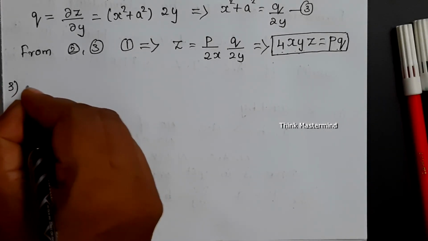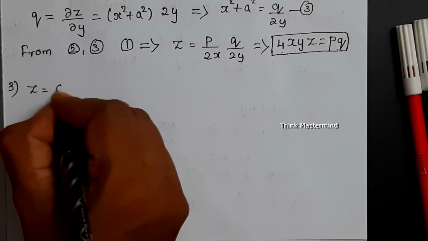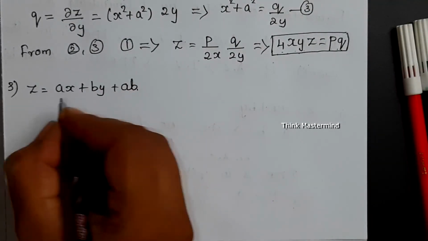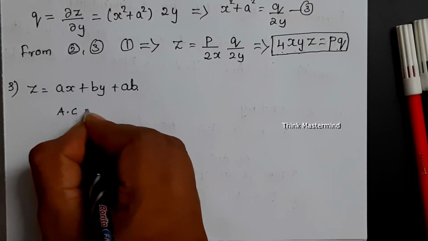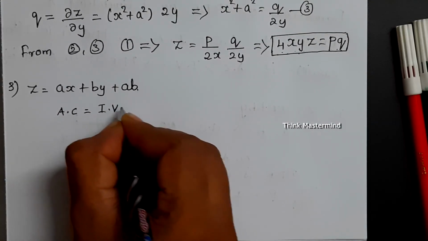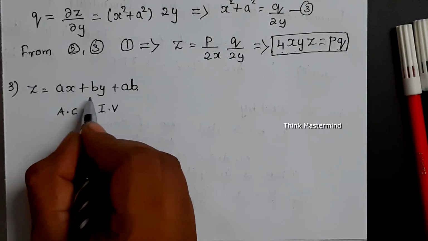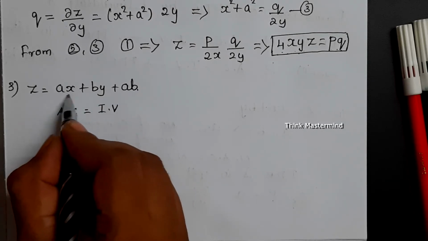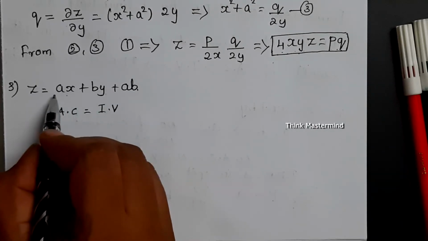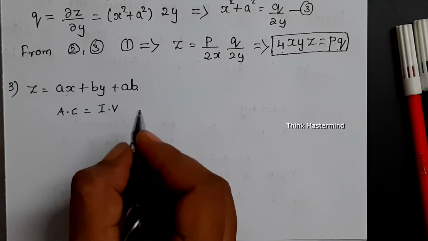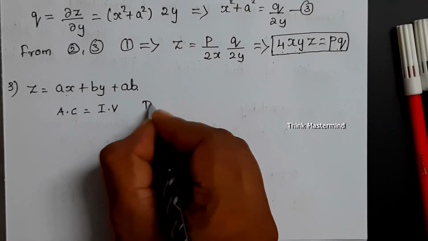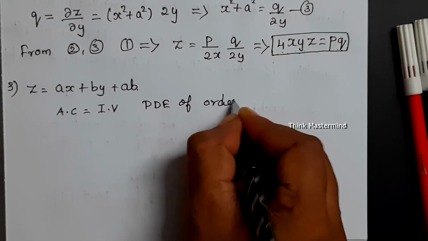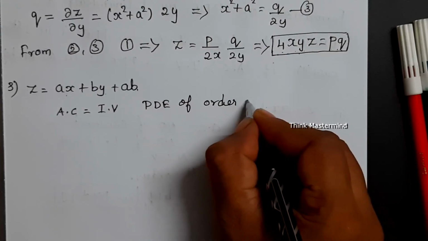considering the equation z is equal to ax plus by plus a into b. In this case also the number of arbitrary constants is equal to the number of independent variables. Now I hope you know very well how many independent variables there are and how many arbitrary constants there are. So there are 2 independent variables x and y and 2 arbitrary constants a and b. Then you can frame a partial differential equation of order 1.